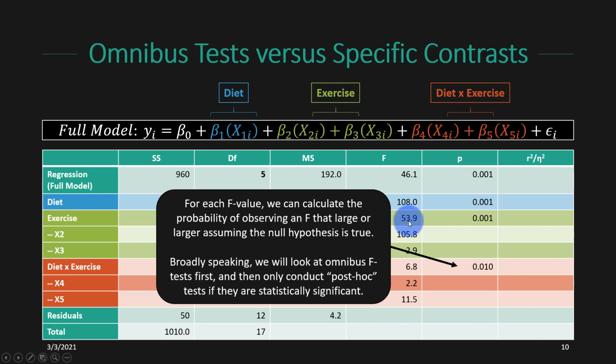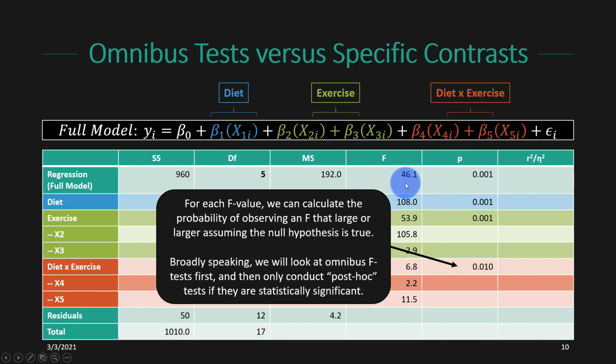Similarly, for exercise, right, it's going to be a statistically interesting result because the p-value is so small. And we'd say, well, something in our outcome is explained by exercise. But we also have an interaction that has quite a small p-value. So we would say, okay, we also have some evidence that the effect of exercise depends on what diet you received, right?